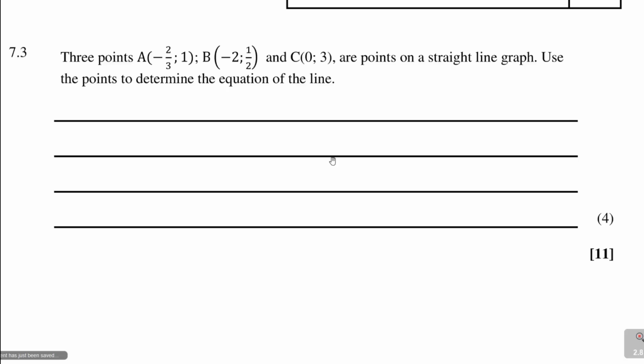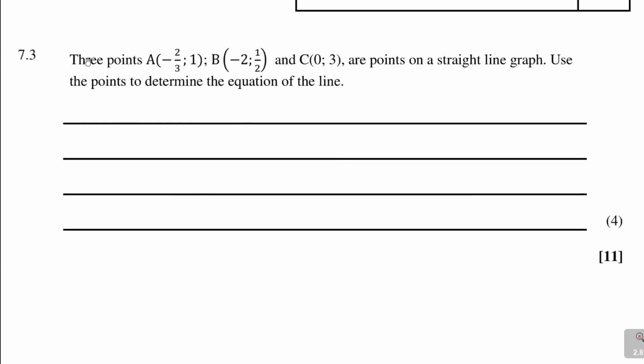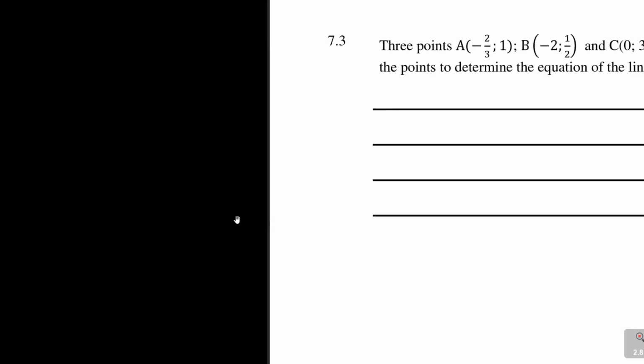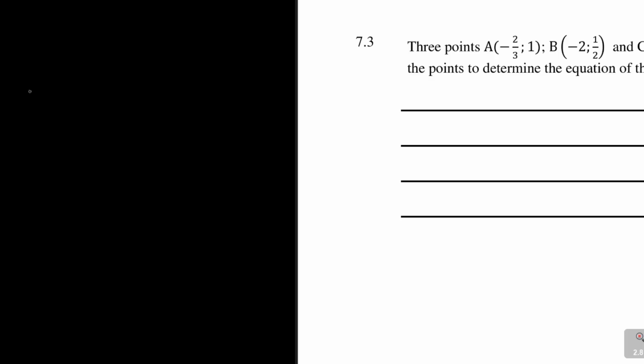There it is, 7.3. It says 3 points A, B, and C are points on a straight line graph. Use the points to determine the equation of the line. 4 marks. Equation of a line. Now, when they say equation of a line, I told you about the equation of a line. What does it say? Y is equal to mx plus c. This is the equation of a line.